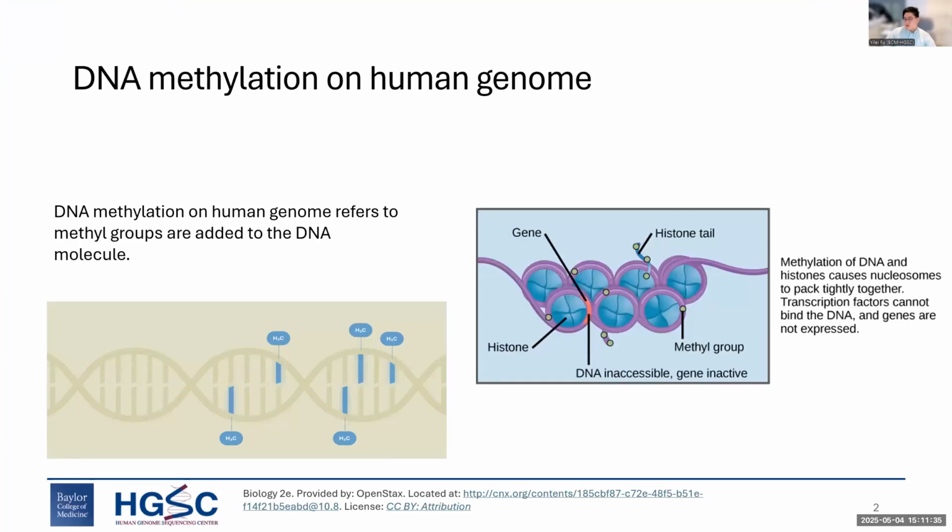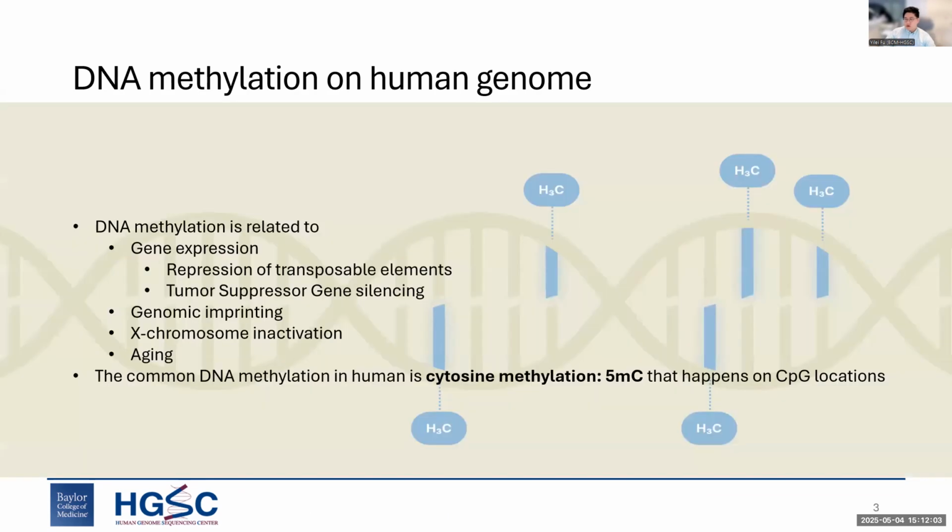DNA methylation in the human genome refers to methyl groups being added to the DNA molecule. The figure on the right illustrates that methylation of DNA could cause nucleosomes to pack tightly together and make it so that transcription factors cannot bind the DNA, which leads to genes not being expressed. This is a simplified, basic explanation of how DNA methylation regulates gene expression. Those gene expression alterations could cause, for example, the repression of transposable elements or the silencing of tumor suppressor genes, which could lead to cancer development.